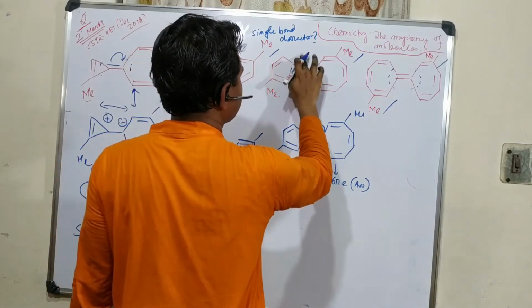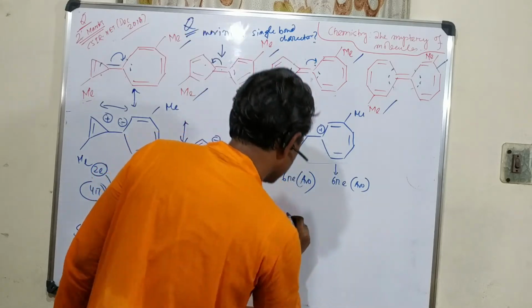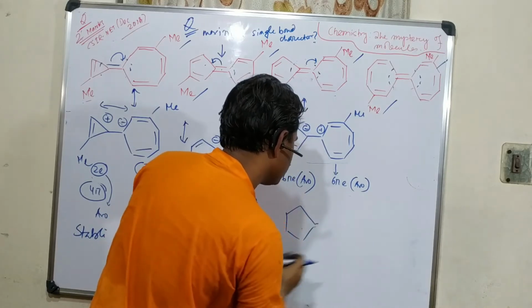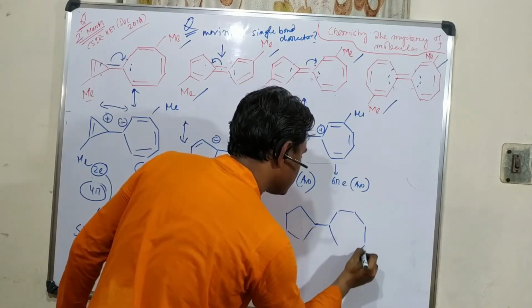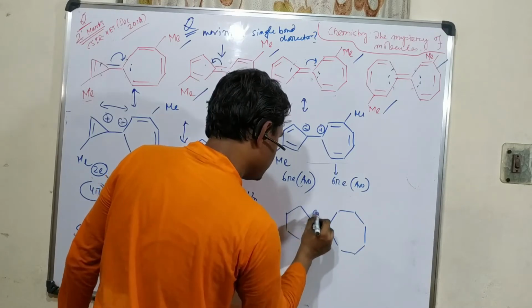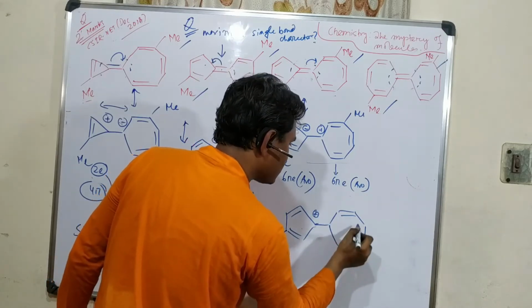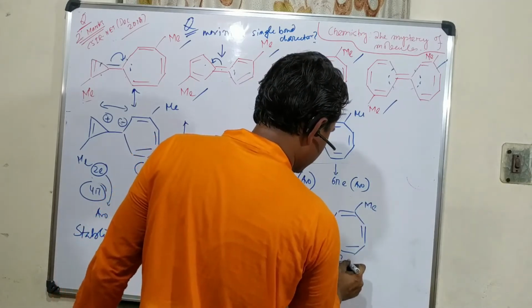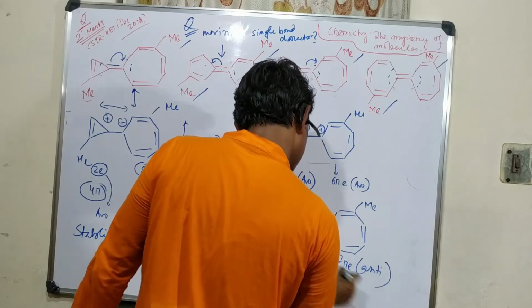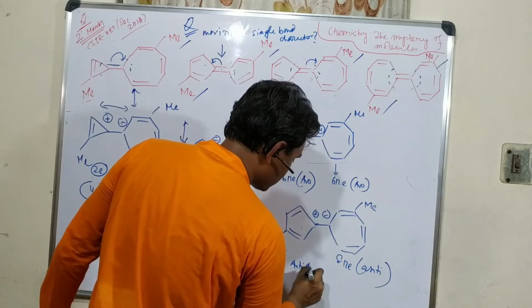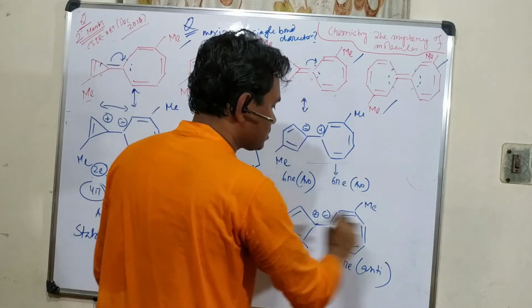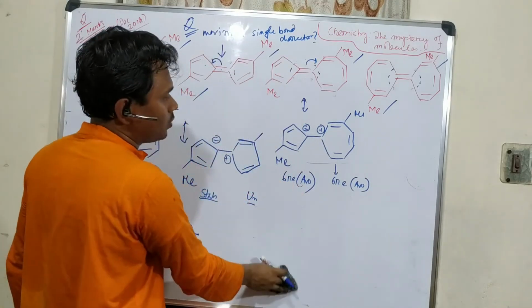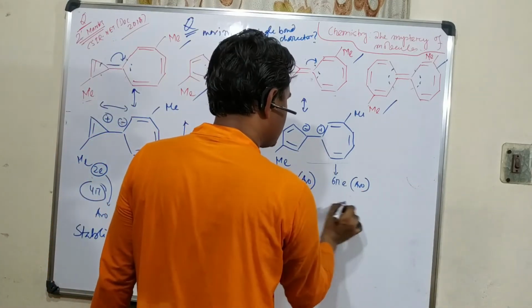If we check the other option, so what will be the consequence? Sorry, single bond. So plus charge here, minus charge here. So here 8 pi electrons, anti-aromatic. Here also 4 pi electrons, anti-aromatic. So this way delocalization will not happen. So let's eliminate. Let's consider this canonical form, where both are stable. This is stable, this is also stable.